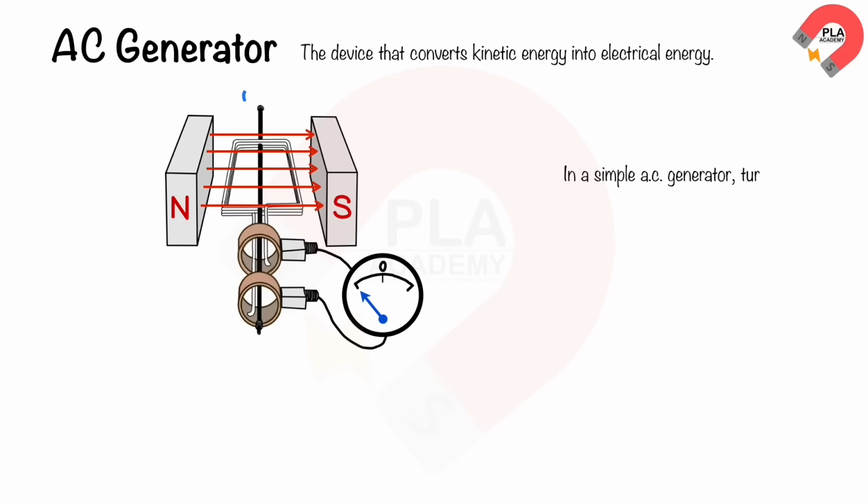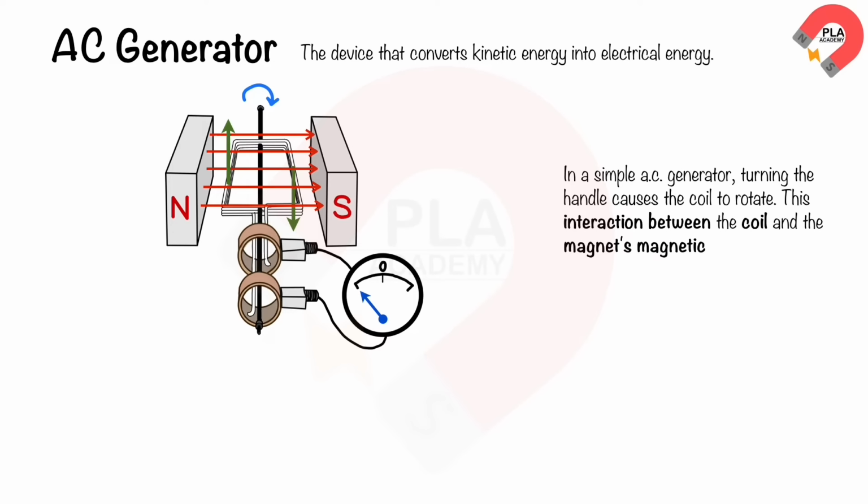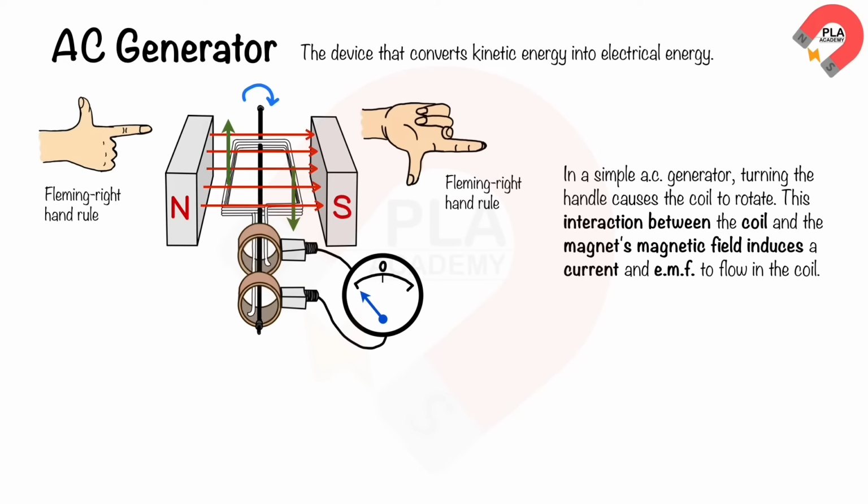In a simple AC generator, turning the handle causes the coil to rotate. This interaction between the coil and the magnet's magnetic field induces a current and EMF to flow in the coil. The direction of induced current in the coil can be determined by Fleming's right-hand rule. The thumb indicates the direction of force or coil's motion. The index finger indicates the direction of field. The middle finger indicates the direction of the induced current. The three fingers are always perpendicular to each other.